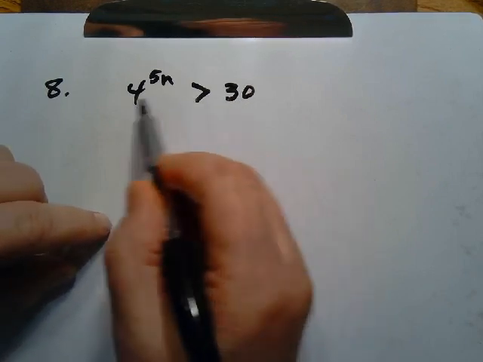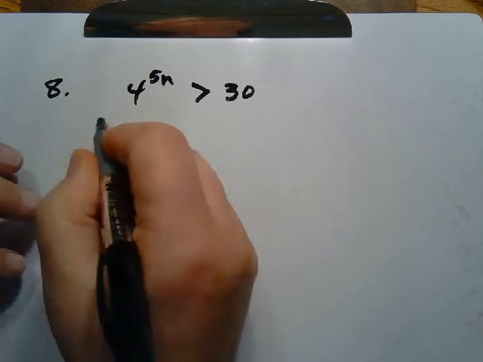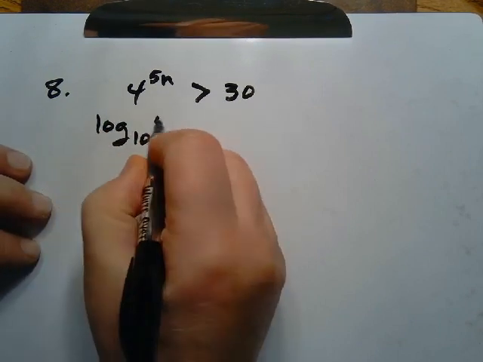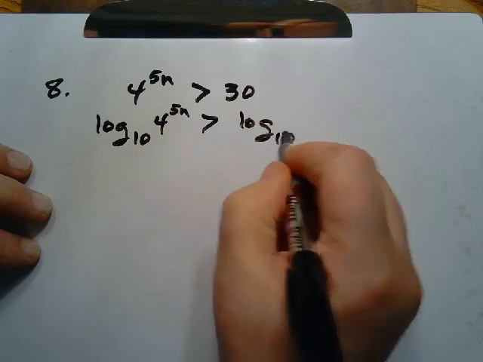All right, that's pretty much the new material for today, but we do have a couple of special problems that are going to involve a little bit of extra finesse. Let's take a look at problem number 8 in your book. All right, let's do this one. Since I can't see a base here that can be used in both of them, I'm going to take the log of both sides. We can use any base we want to, but I'm going to use log base 10 of 4 to the 5n and log base 10 of 30.